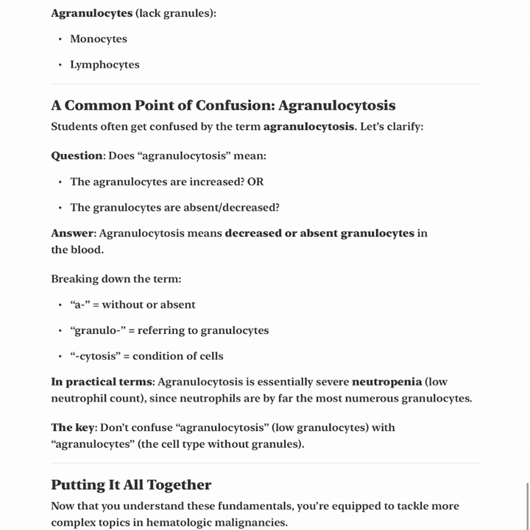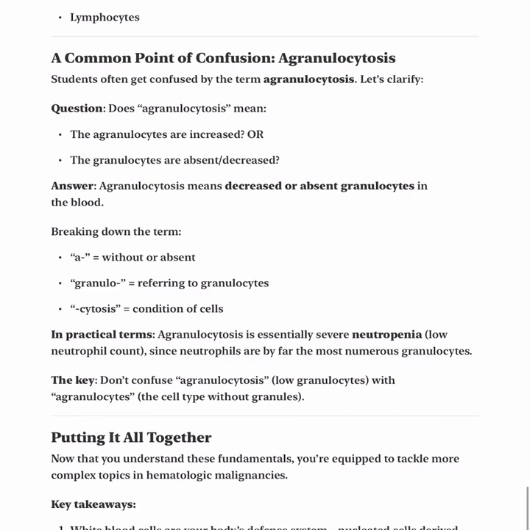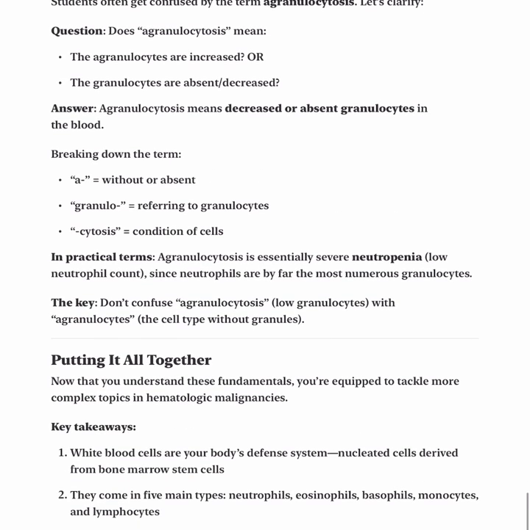Now here we have to clarify a common point of confusion, namely agranulocytosis. Students often get confused by the term agranulocytosis, so let's clarify. Does agranulocytosis mean the agranulocytes are increased or the granulocytes are absent or decreased? The answer is that for agranulocytosis, we are talking about decreased or absent granulocytes in the blood. So let's break the term down. A meaning without or absent, granulo referring to the granulocytes, and cytosis meaning the condition of the cells. In practical terms, agranulocytosis is essentially severe neutropenia. That means a low neutrophil count, since neutrophils are by far the most numerous granulocytes.